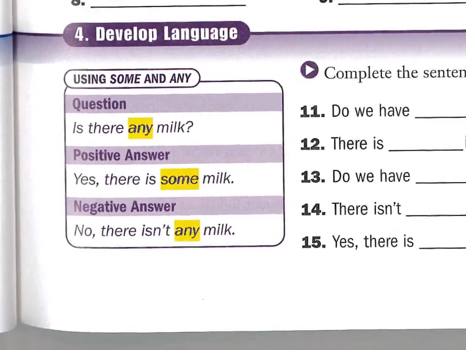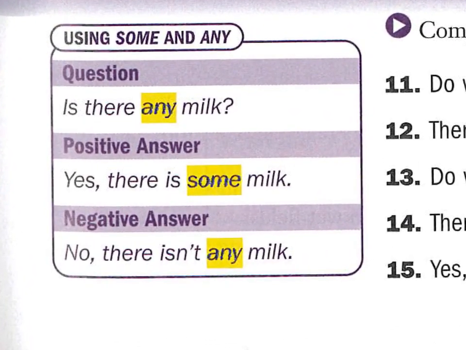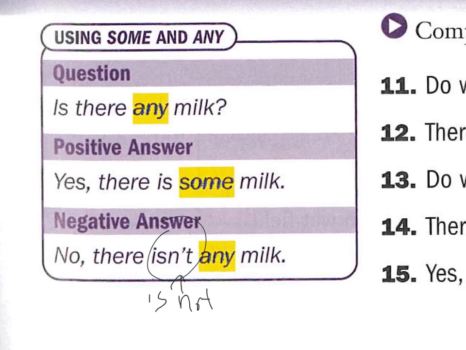Let's look at our language development first. When do we use any and when do we use some? Is there any milk? Yes, there is some milk, or no, there isn't any milk. Again, is there any milk? You say it. Yes, there is some milk. No, there isn't any milk. And remember, isn't is not. The contraction is isn't.